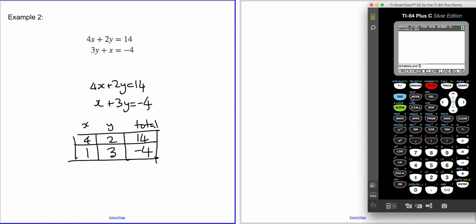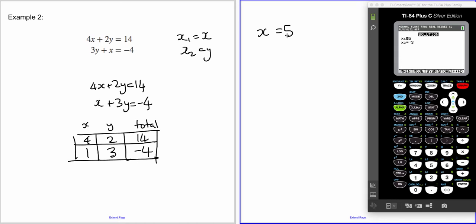So I'll clear the calculation we just did and type in our new coefficients: 4, 2, and 14. 1, 3, and -4. Check to make sure the entries are correct. Press solve. We find out that our first unknown is 5 and our second unknown is -3. In other words, x is 5 and y is -3.